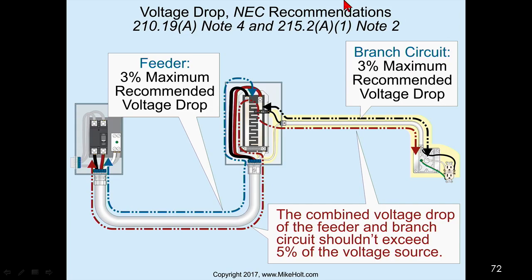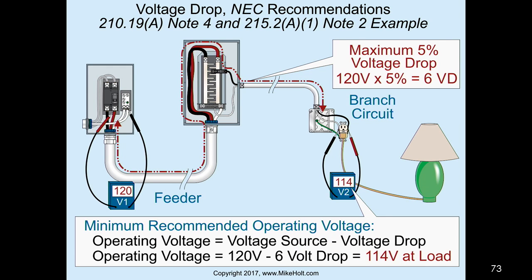Okay, let's go on. Looking at the slide, 210.19(A) Note 4 and 215.2(A)(1) say that the branch circuit maximum is 3%, the maximum for the feeder is 3%, and the combined maximum between the feeder and the branch circuit shall not exceed 5%. Same thing the energy code says, except the energy code says feeder 2%, branch 3%, not the combination of both. All right, so let's take a look at an application.